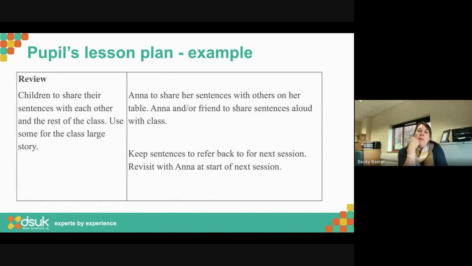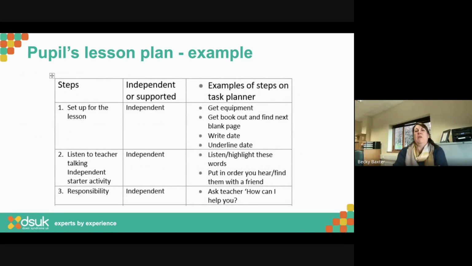Then on the review, Anna to share her sentences with others on her table, and Anna or a friend to share sentences aloud with the class. So somebody's going to read out with her, read her sentences. And I like to keep sentences to refer back to at the next session. Revisit at the start of the next session. And this is just an example, a kind of further ahead example. You can see this lesson's been broken down.